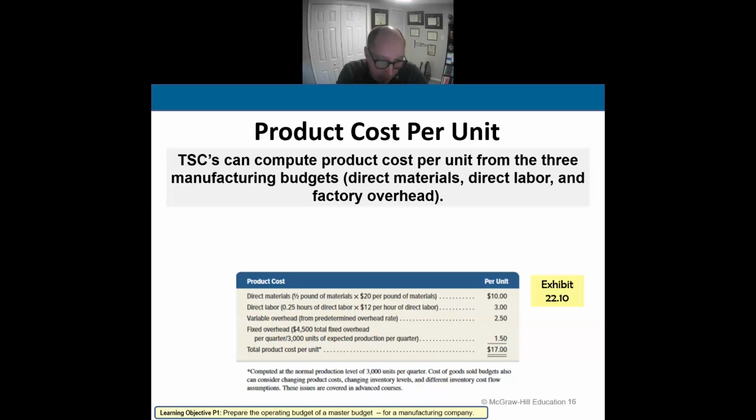Divided by the number of units we expected to produce during that quarter gives us $1.50 fixed overhead cost per hockey stick. We add up direct materials, direct labor, and variable and fixed factory overhead to get a total cost per unit of $17 per hockey stick.